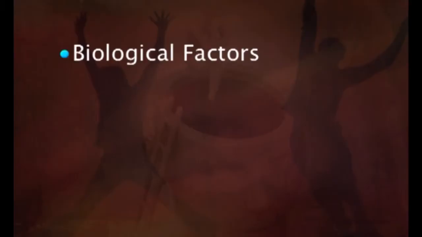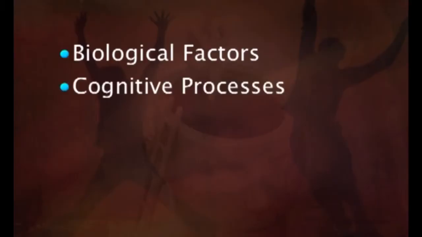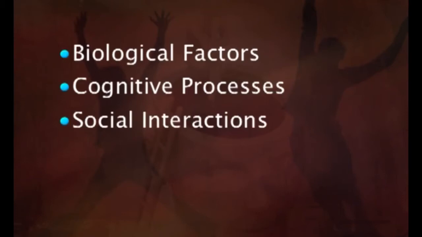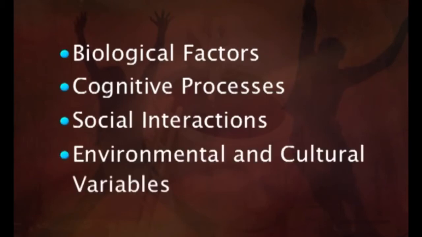A large number of variables play a role in this regard and broadly fall under 5 major headings as described below. The factors that shape the social behavior and thought of individuals are biological factors, cognitive processes, social interactions, environmental and cultural variables. Let us look at the biological factors.